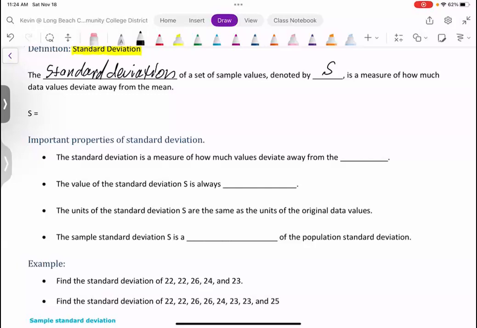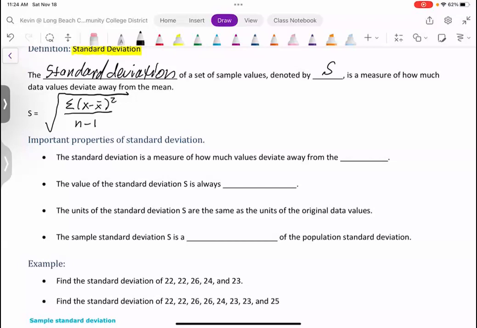Now here's the big scary formula. Remember, this is the summation symbol. It's called sigma. And n is the sample size. The x that you see there is each data point, and the x bar is the mean of the data set. And before we jump into this, let's talk about some properties of standard deviation.